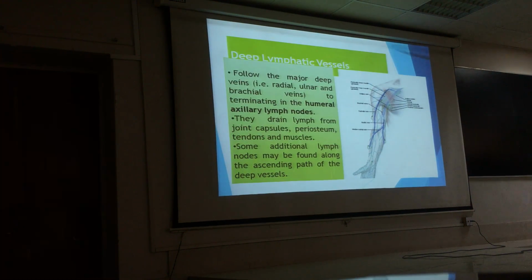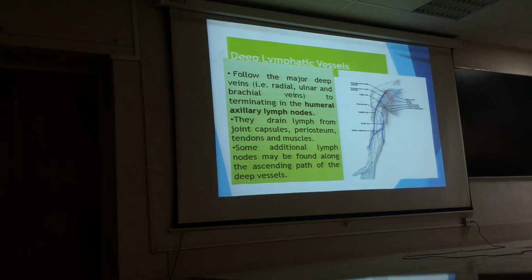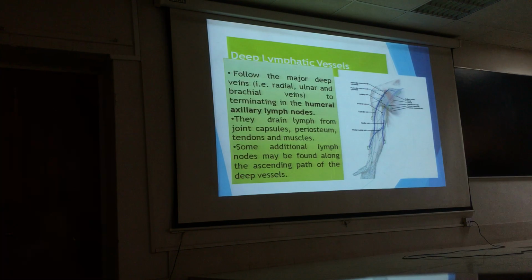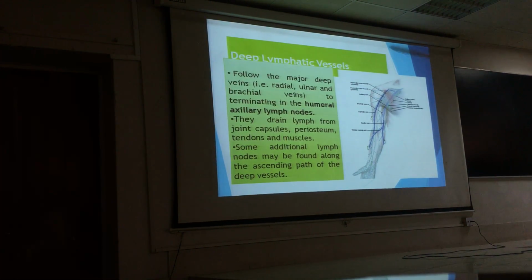Now we come to the deep lymphatics. These lymphatics are present in relation to the structures which are lying deeply, or they are related to the veins which are present deeply. Superficial lymphatics go with superficial veins, and deep lymphatics go with deep veins. The superficial lymphatics go with the superficial veins, which are the cephalic, the basilic and the median cubital veins, lying superficially.